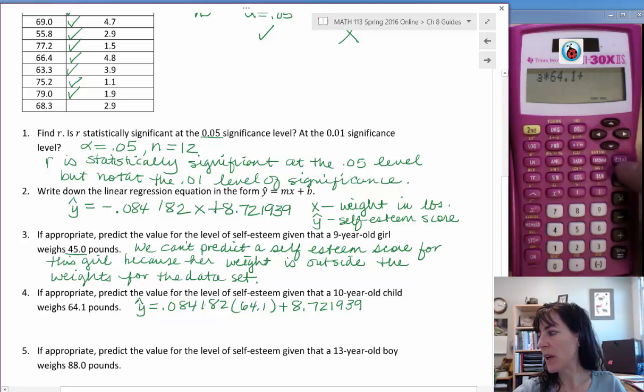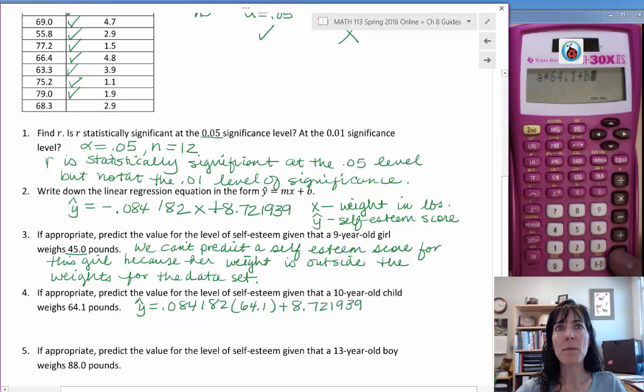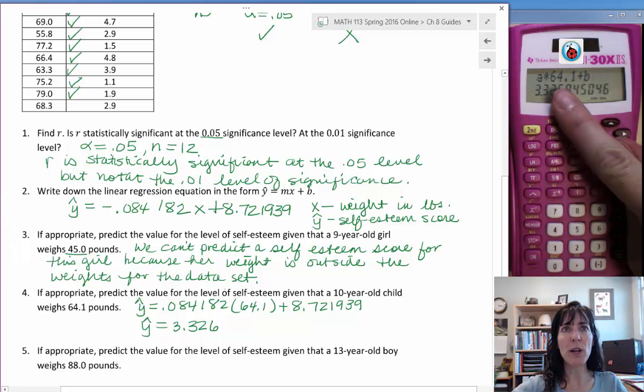And then I need to go back into StatVar and scroll over to the B. There it is, and push equals. Now it shows A times my 64.1 plus B. I can do enter, and it gives me a y hat of 3.32. We'll round it to 3 decimal places, so it's 3.326.